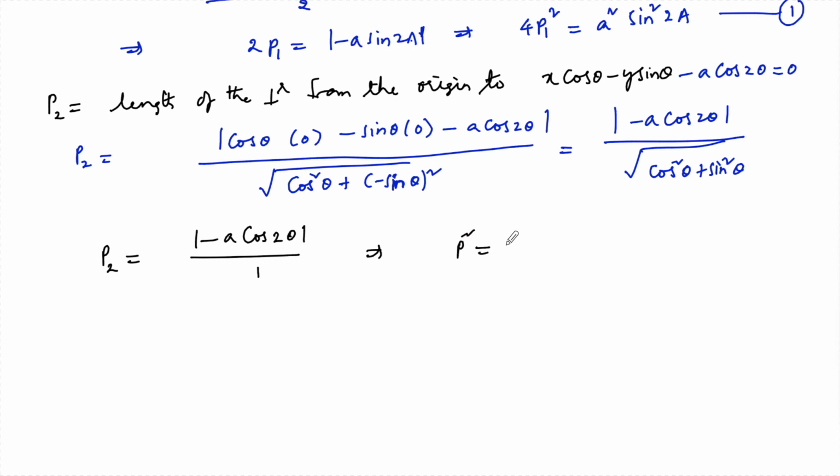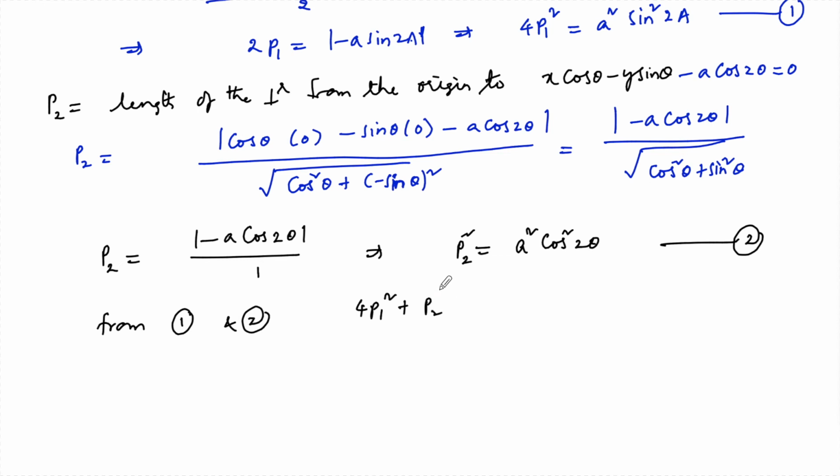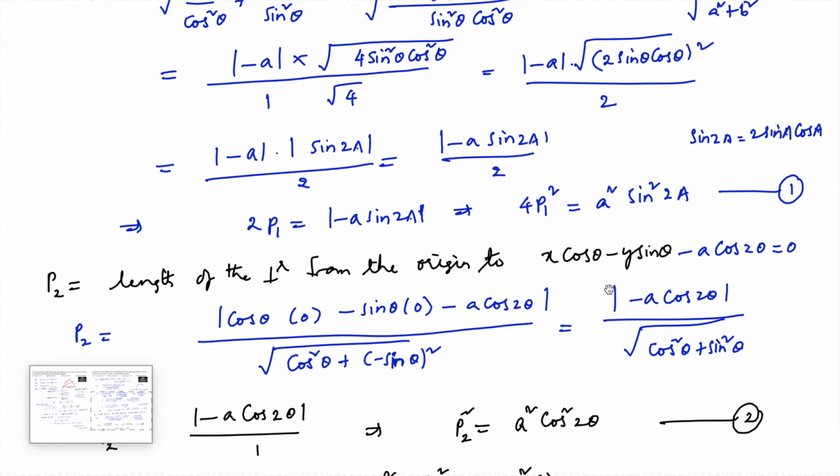or we can write squaring on both sides, P2 square is equal to a square cos square 2 theta. So this is equation 2. So from 1 and 2, 4 times P1 square plus P2 square is equal to a square. One second, let me correct, this is theta. Let me write this is theta here, sin 2 theta.